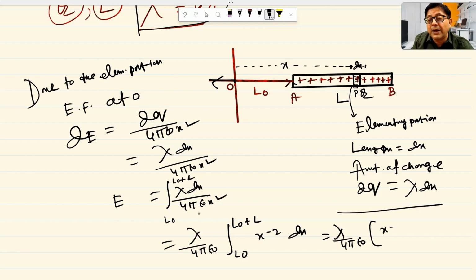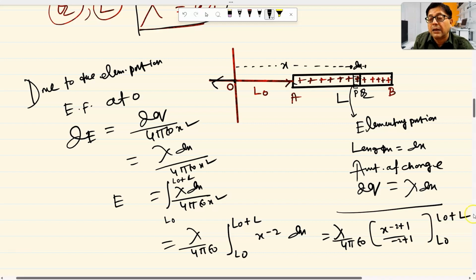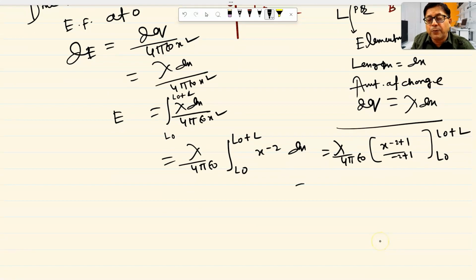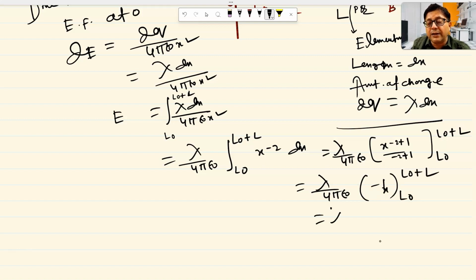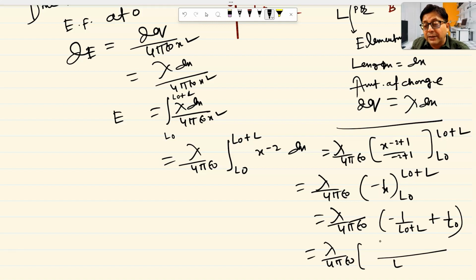Outside it is x to the power minus 2 plus 1 pi. So there will be lambda by 4 pi epsilon 0, minus 1 by x from L0 to L0 plus L. Just put the upper limit. Minus minus plus 1 by L0, upper limit minus lower limit. You take lambda by 4 pi epsilon 0 as it is and then multiply. Take the LCM. This will be what? Minus L0, L0 plus L.